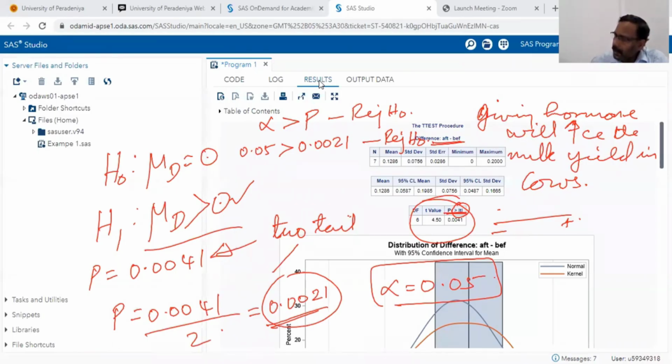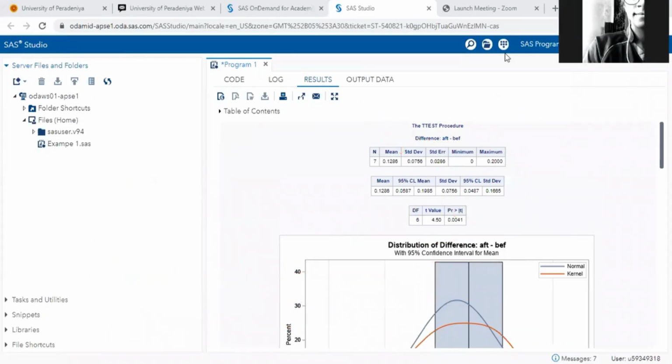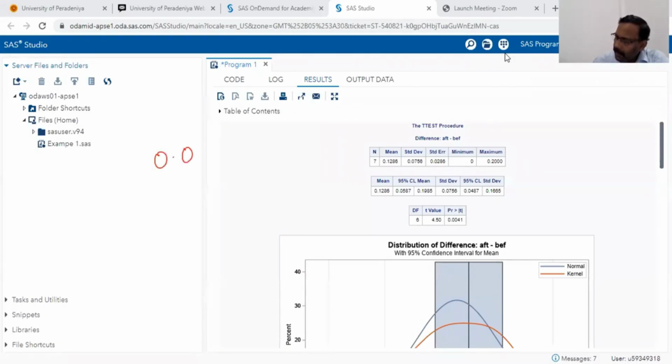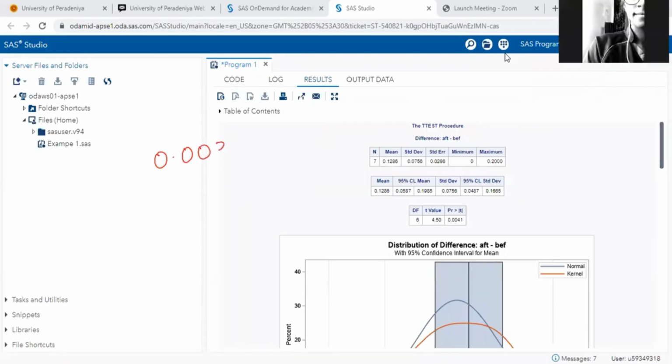Any questions? So it is 0.0205. Yeah, you are right. 0.00. No, only one 0, after that 2. Is it only one 0?